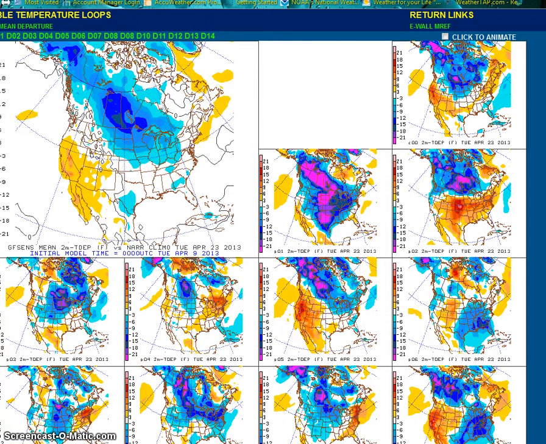The GFS is indicating a change in the pattern late in the month, and this is based on the change in the PNA and the NAO index, which may lead to some cooling late in the month into early May, with another negative NAO pattern heading into May. This will lead to a ridge in the west, as we're starting to show here, and a trough in the east. It starts sliding eastward, and this is around the 23rd.